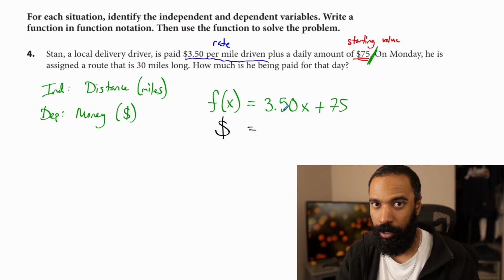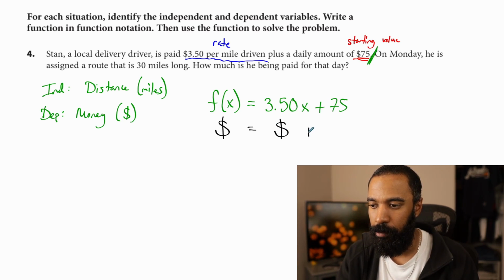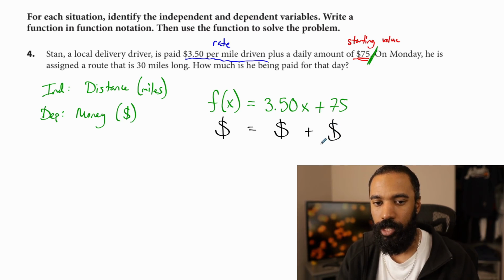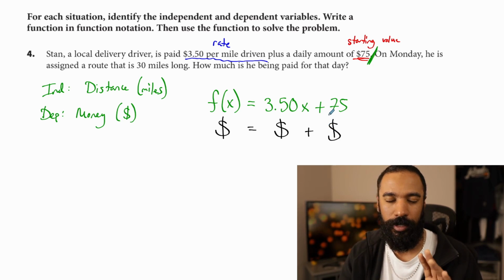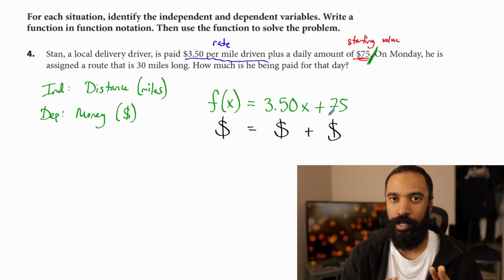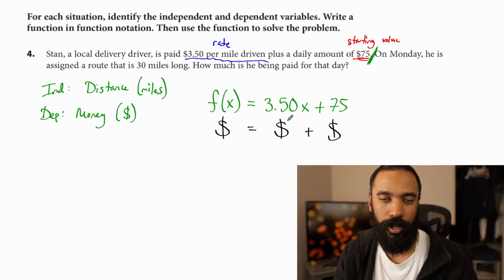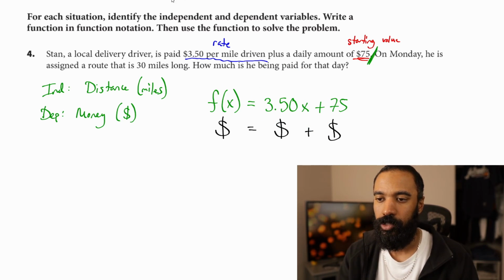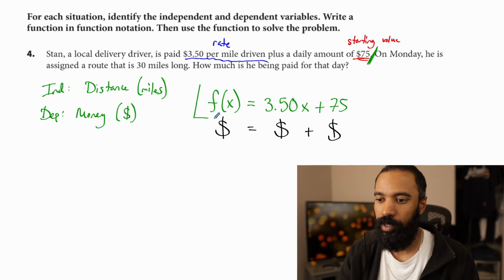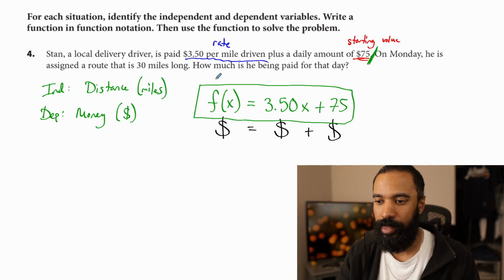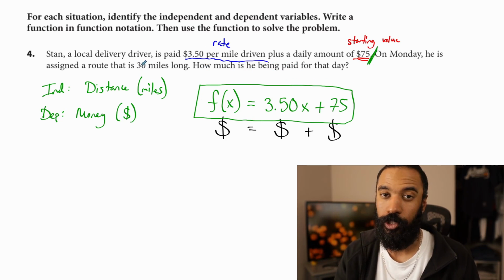$3.50 per mile times the number of miles. Miles cancel, you're left with dollars, plus dollars here. You have to make sure that your units agree with each other. Like terms can combine here. Dollars plus dollars equals dollars. That all works out. So here's our function. We will evaluate this function for 30 miles driven.